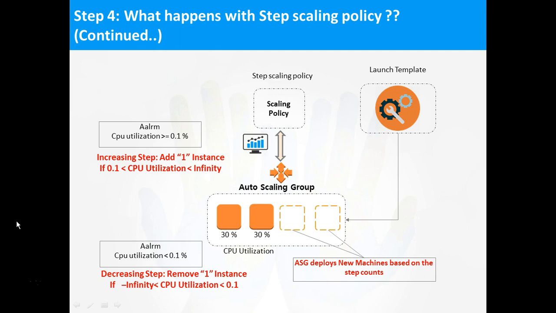If you see in the target tracking scaling policy, the autoscaling group will increase the instances abruptly to the target value. Whereas in the step scaling policy, the instances will be increased in a step-by-step manner. In the first step, it will increase one instance. In the second step, it will increase another instance, and so on. Let us see the demo for step scaling policy.